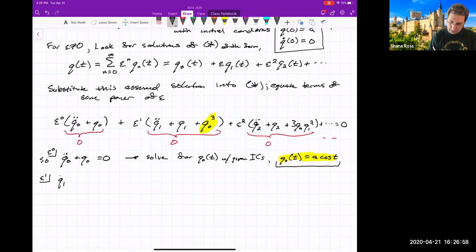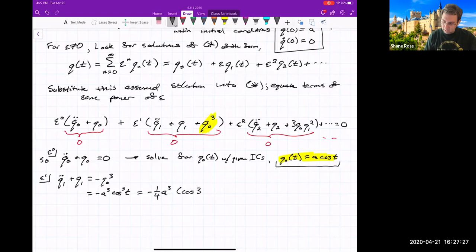Now we need to solve this second order ODE. And I'll write it this way, minus Q0 raised to the 3rd power, which is minus A cubed cosine to the third power of time. We could use some trig identities and write what that is: cosine 3t plus 3 cosine t. All right, now you could use your favorite method for solving for Q1.